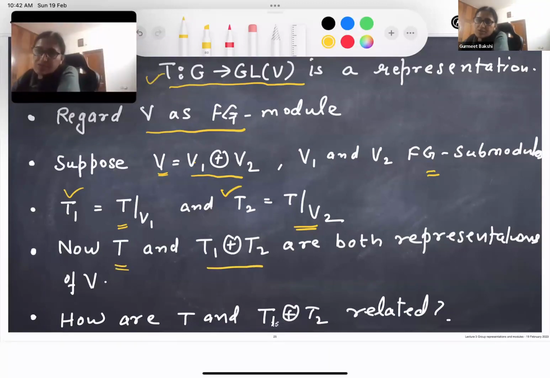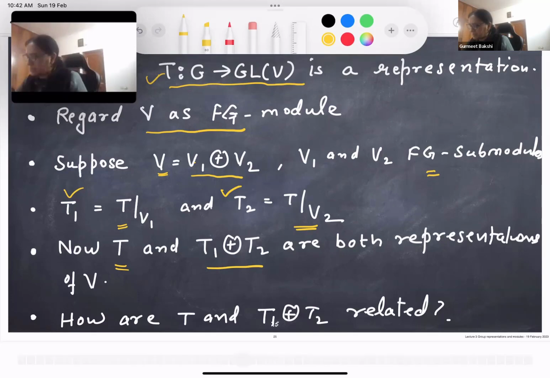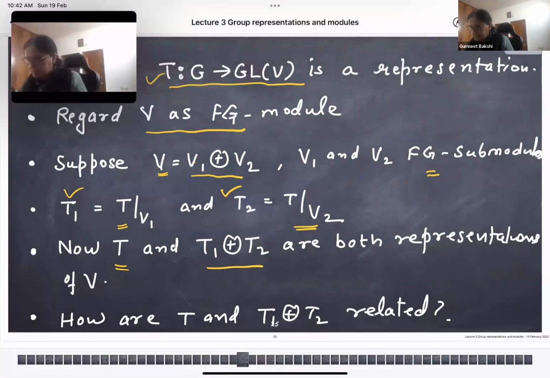It's a small check. You can see that these two representations are the same. If I take them in the matrix form, then they will be just equivalent representations. Okay. So by choosing the bases in such a way, you can say that they are the same.